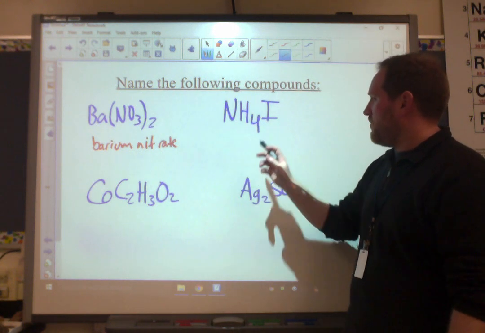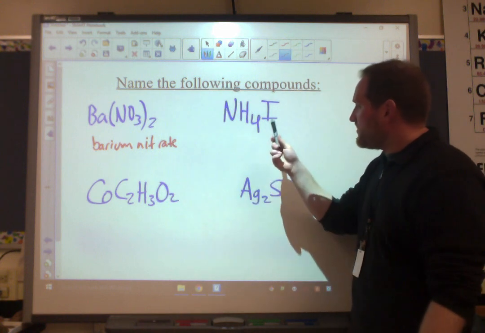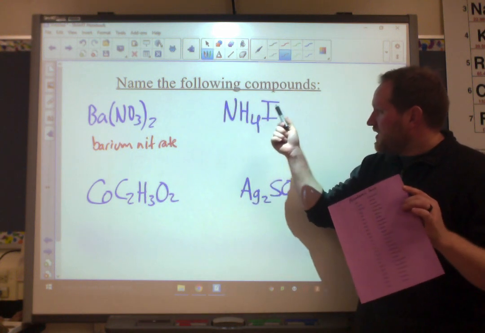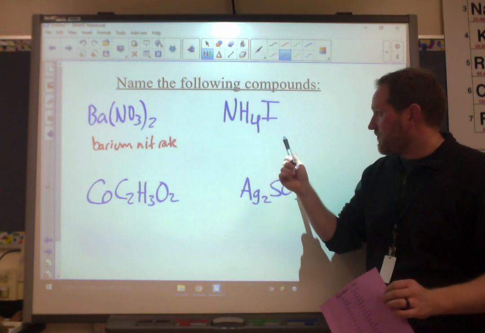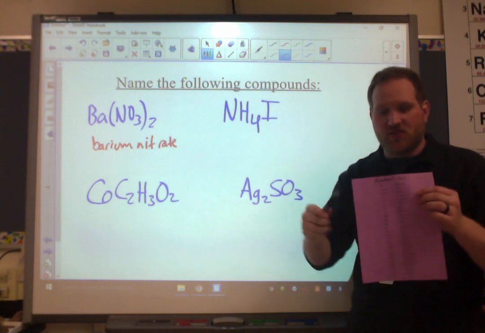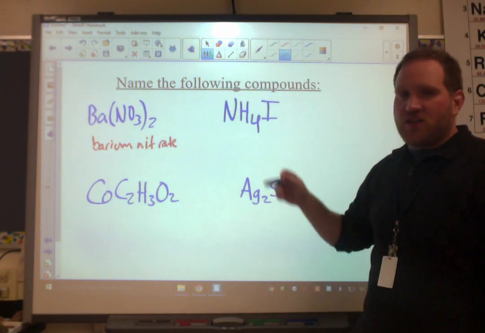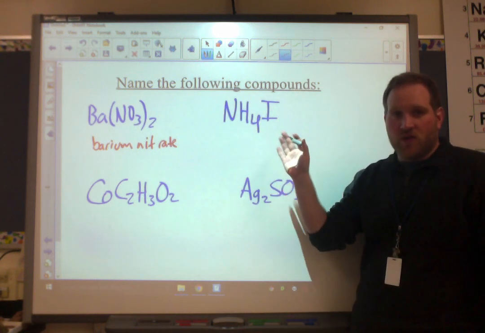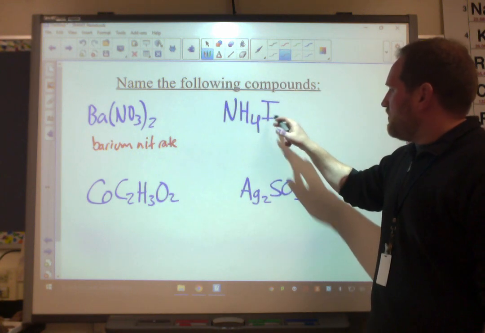NH4I. Now, normally with ionic, we're looking for metal bonded to nonmetal. This is a rare case where there's actually not a single metal, but you gotta be aware enough to notice the NH4 when you see it there. Okay? NH4 is ammonium. It's the polyatomic cation. This is not going to be covalent. Normally, nonmetals all bonded together are covalent. This is not one of those examples. So NH4 is ammonium bonded to iodine.